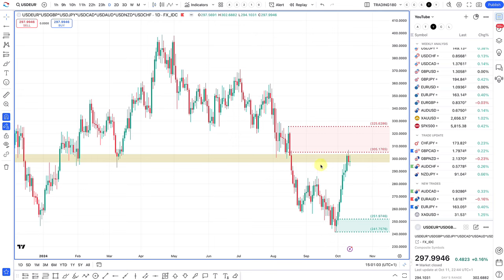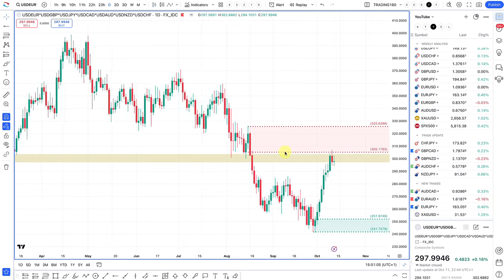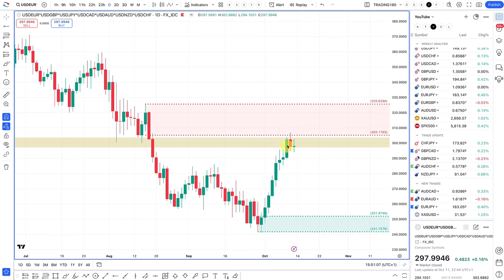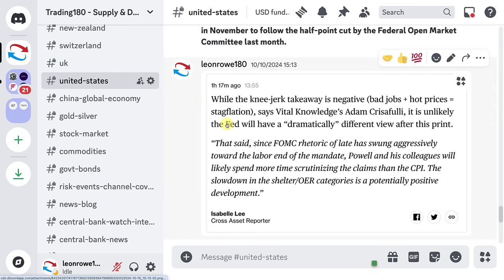But looking at the dollar over the past week or two, I have changed my bias. I've been short on the dollar since maybe the beginning of August, end of July. Now I'm looking for either long or short trades. The reason being is that 50 basis points has been priced out of the market. And the deeper the cut, the weaker the currency, right?